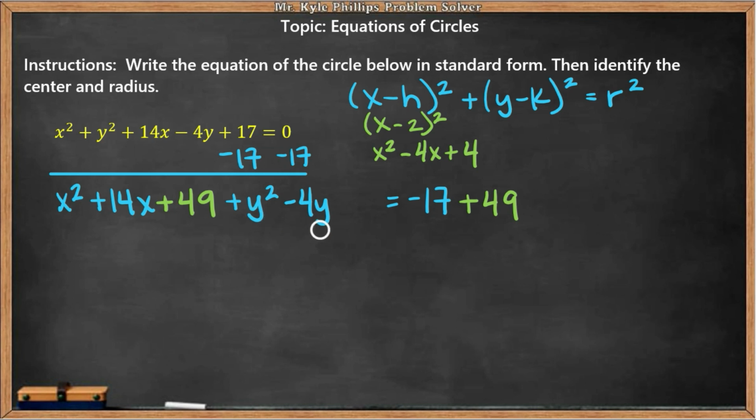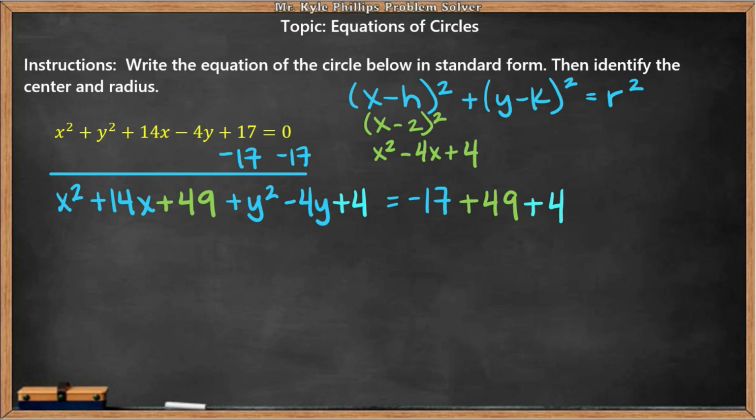And I'm going to do the same thing with my y's. Right here, negative 4. Cut it in half. What do I get? I get negative 2. What's negative 2 squared? It's positive 4. So if I add one value to the left, I must add that value to the right. Now I have perfect square trinomials. Each of these are factorable.